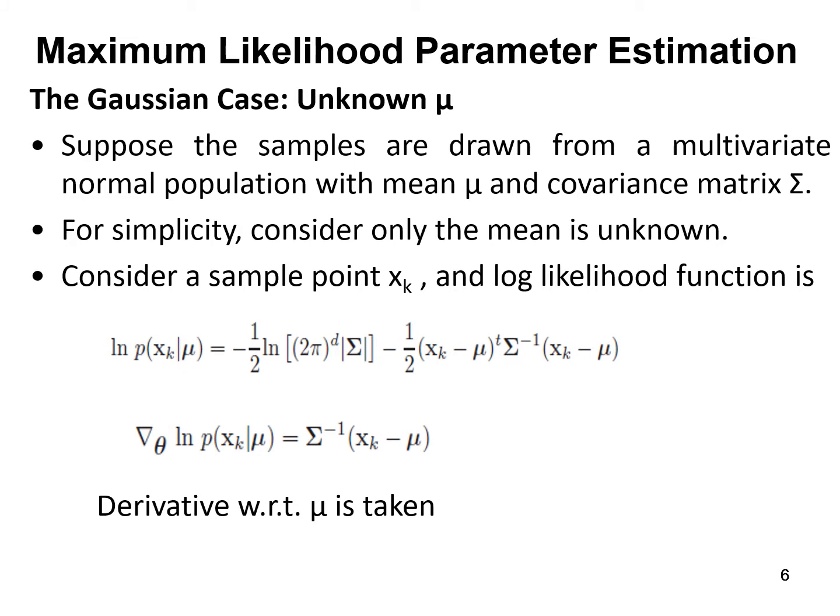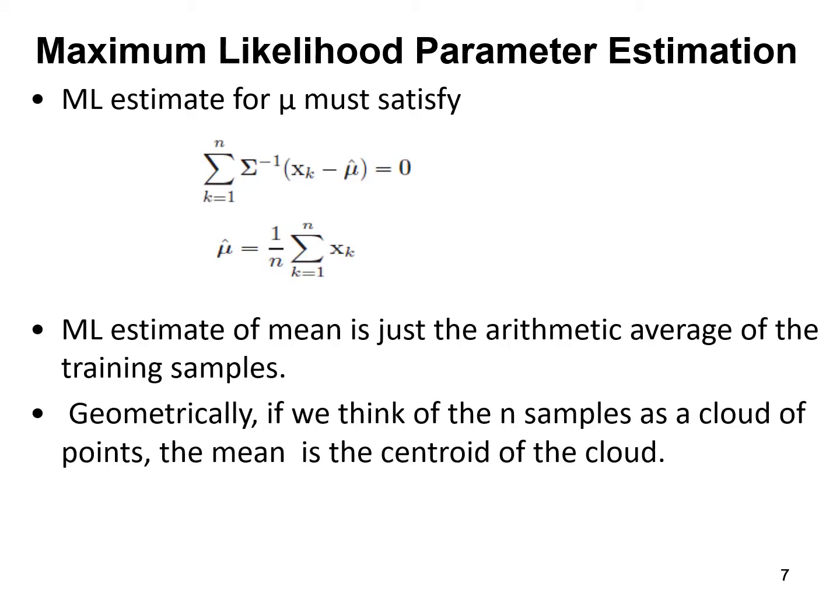Consider the Gaussian case with unknown mu. Suppose the samples are drawn from a multivariate normal density with mean mu and covariance matrix sigma. For simplicity, we can consider that only the mean is unknown. Then consider the sample point xk, and the log likelihood function is as given. The gradient of the log likelihood function is also found. Here the derivative is taken only with respect to mu. We obtain the ML estimate of the mean as the arithmetic average of the training samples. Geometrically, if we think of the n samples as a cloud of points, the mean is the centroid of the cloud.